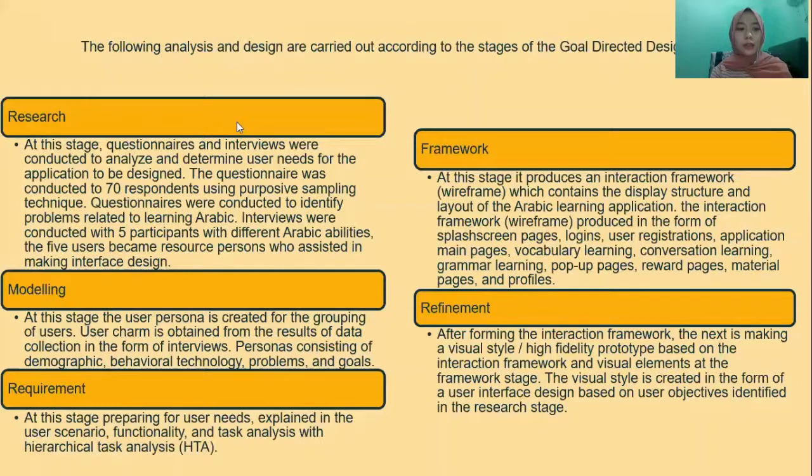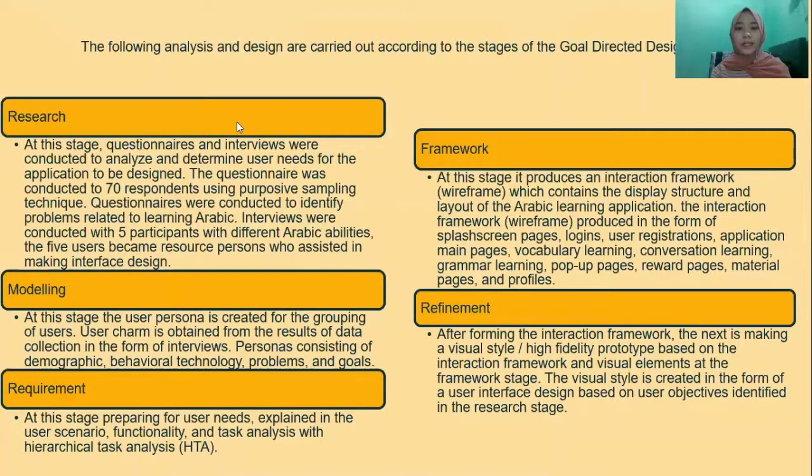Second, modeling. At this stage, a user persona is created for the grouping of users. User data is obtained from the results of data collection in the form of interviews. A persona consists of demographics, behavior, technology, problems, and goals. Third, requirements. At this stage, user needs are explained in the user scenario, functionality, and task analysis. And fourth, framework.